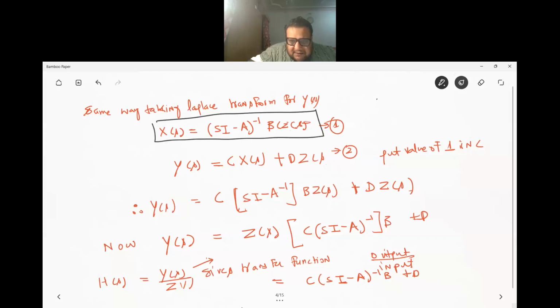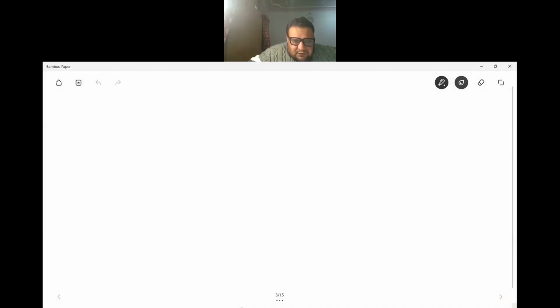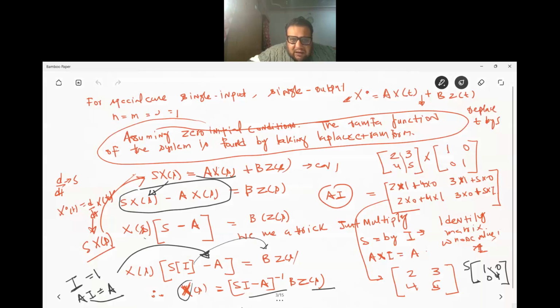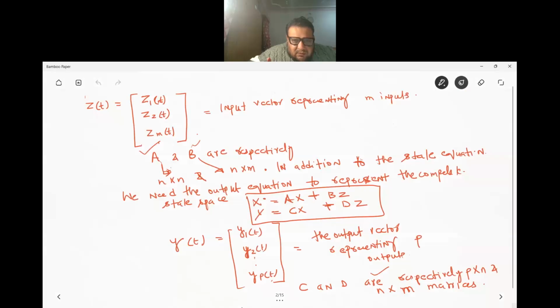I had the complete equation as x dot of t equal to A x of t plus B z of t, and I had the other equation y of t equal to C x of t plus D z of t. I mentioned everything here. Now we'll be going to the transfer function approach. If you go back here, I mentioned basically everything. That is not that important. What is important is your problem solving technique.